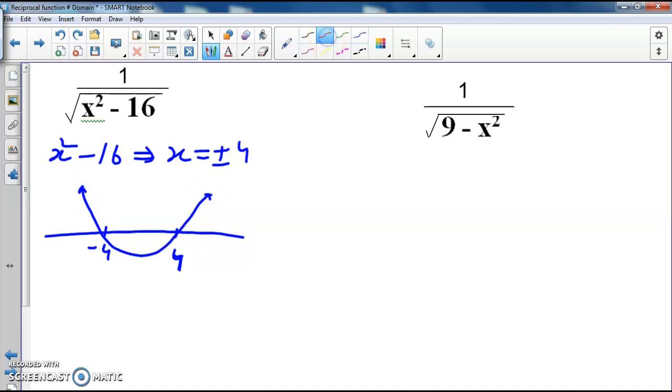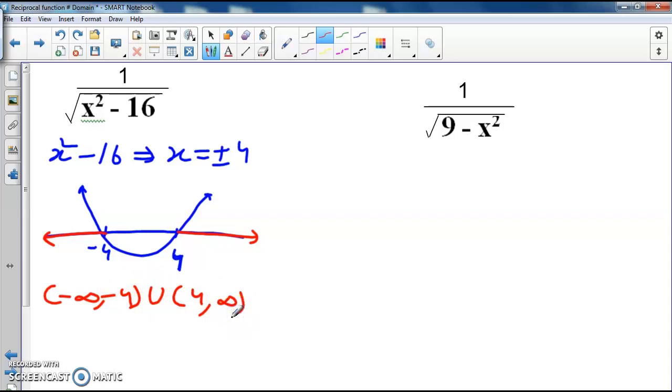Now the points where the graph is above x-axis are from -infinity to -4 or from 4 to infinity. So the domain of this function will be -infinity to -4 union 4 to infinity.